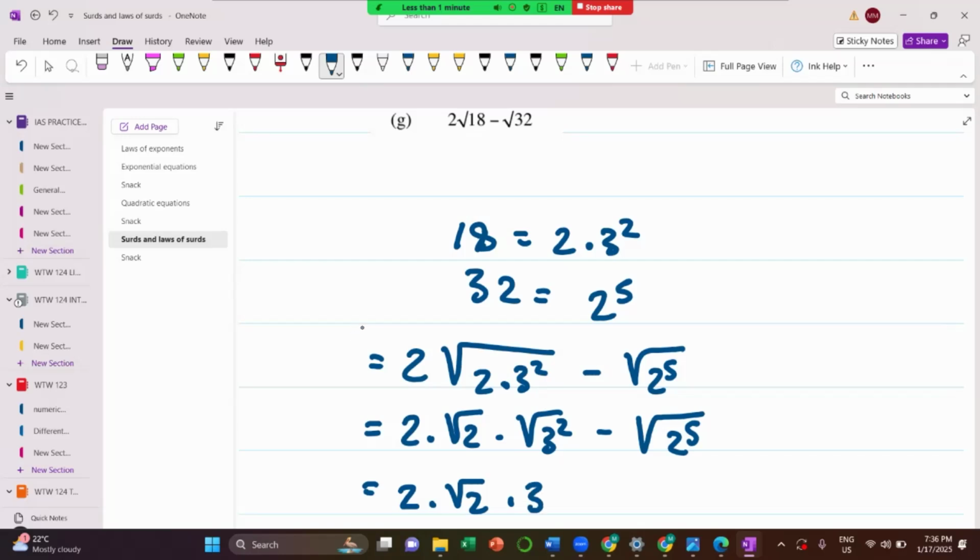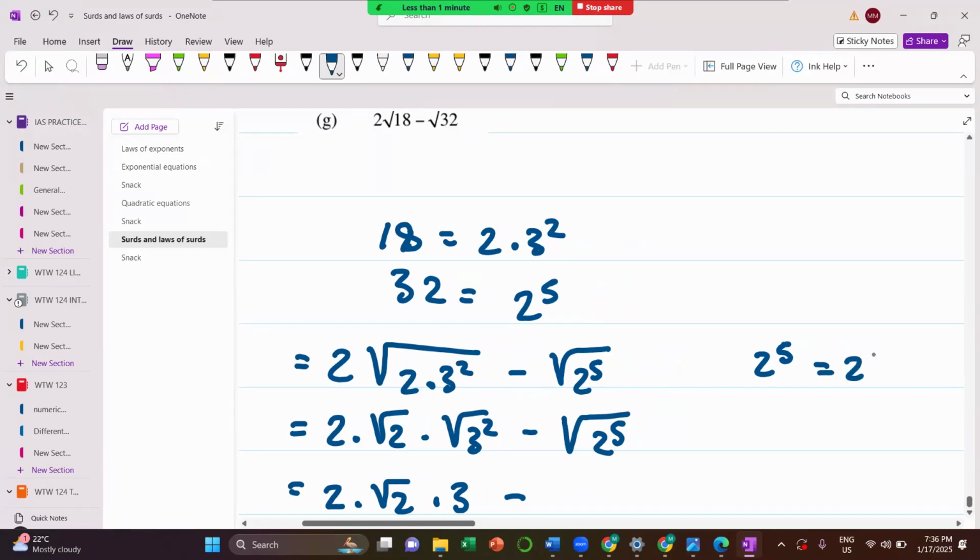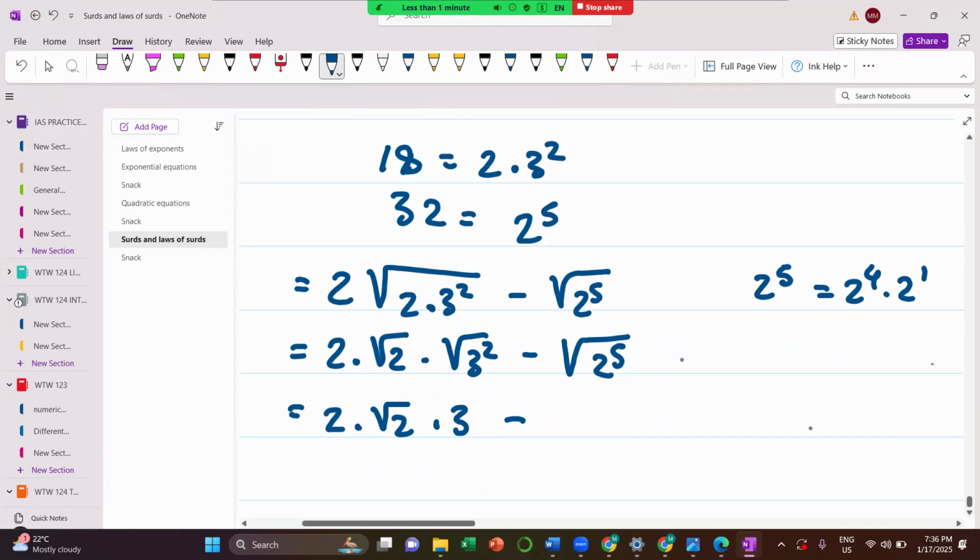Are you guys okay? Yes, sir. Okay. Minus, here I can just say I know that 2 to the exponent of 5 can be rewritten as 2 to the exponent of 4 times 2 to the exponent of what? 1, right? Are you guys okay? So here I can say I have 2 to the exponent of 4 times 2 to the exponent of what? 1. You are okay with that?